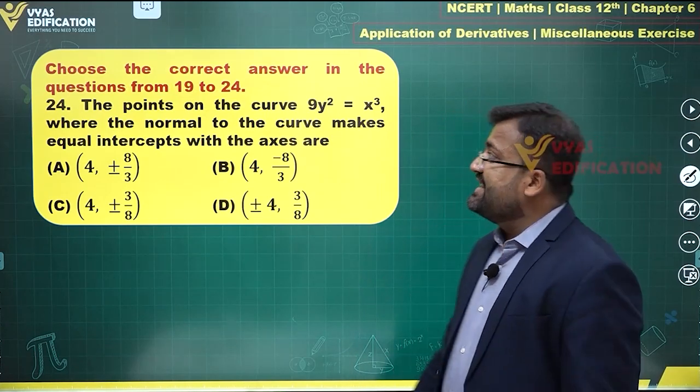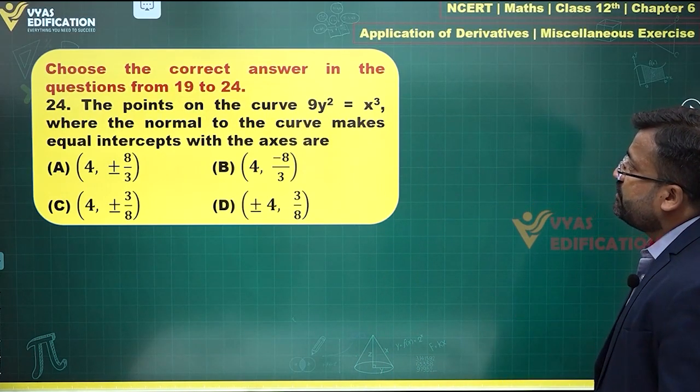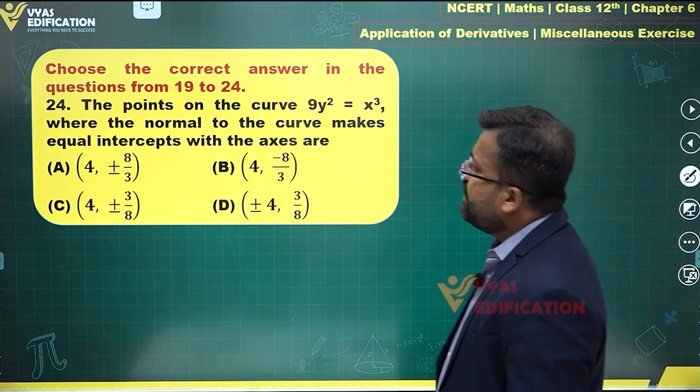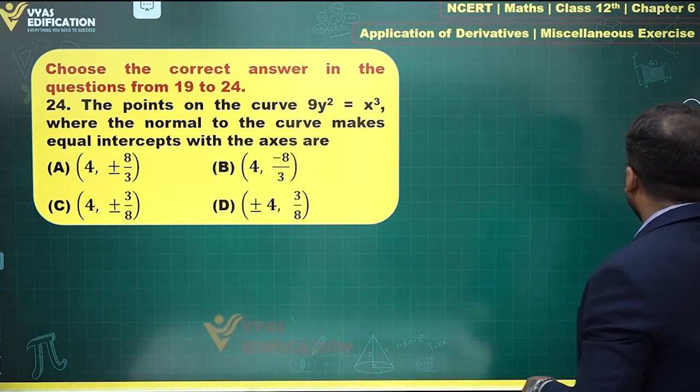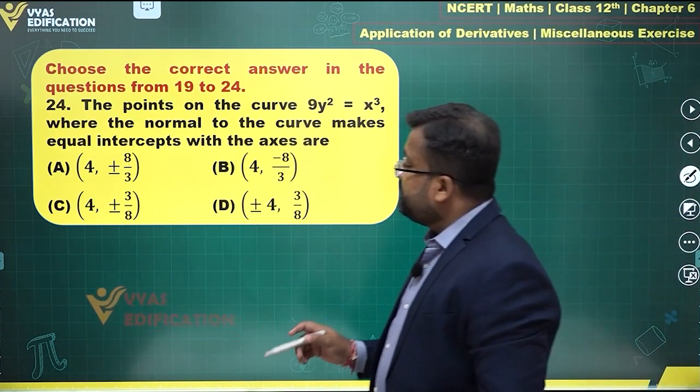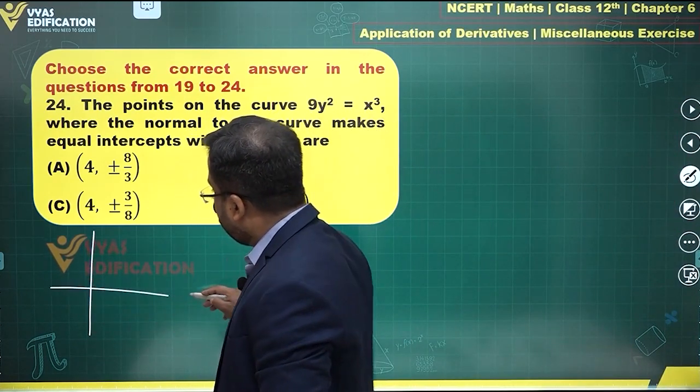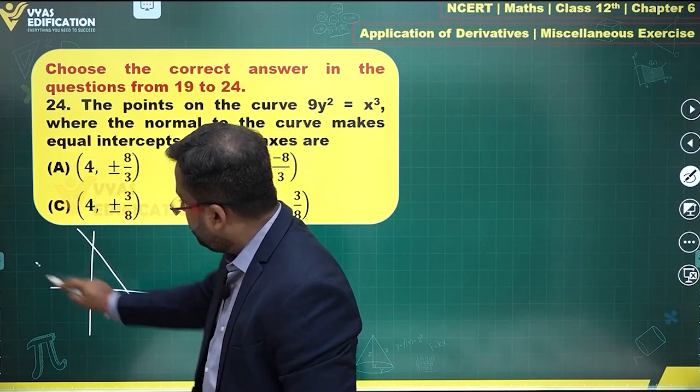Question number 24 says the points on the curve 9y² = x³ where the normal to the curve makes equal intercepts with the axes. Now that's an interesting thing. What does it say? Makes equal intercepts with the axes. Equal intercepts would imply equal intercepts with sign, either plus plus or minus minus.